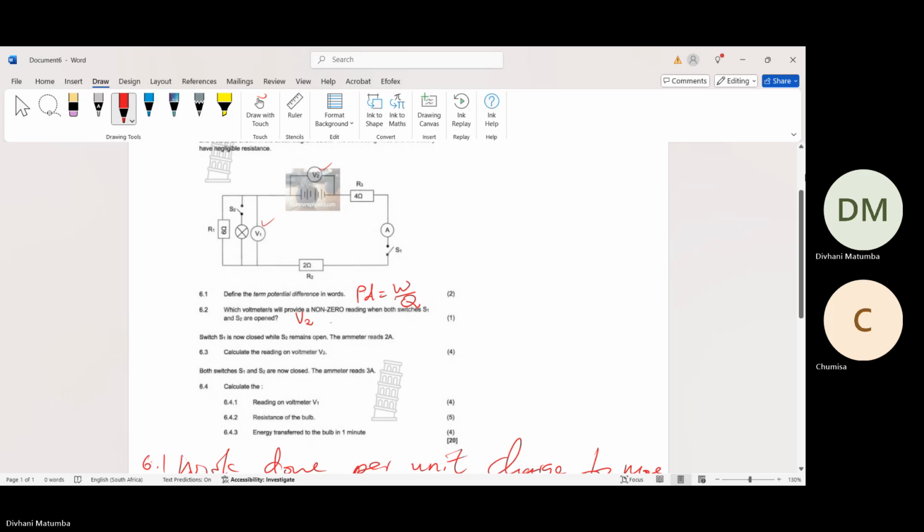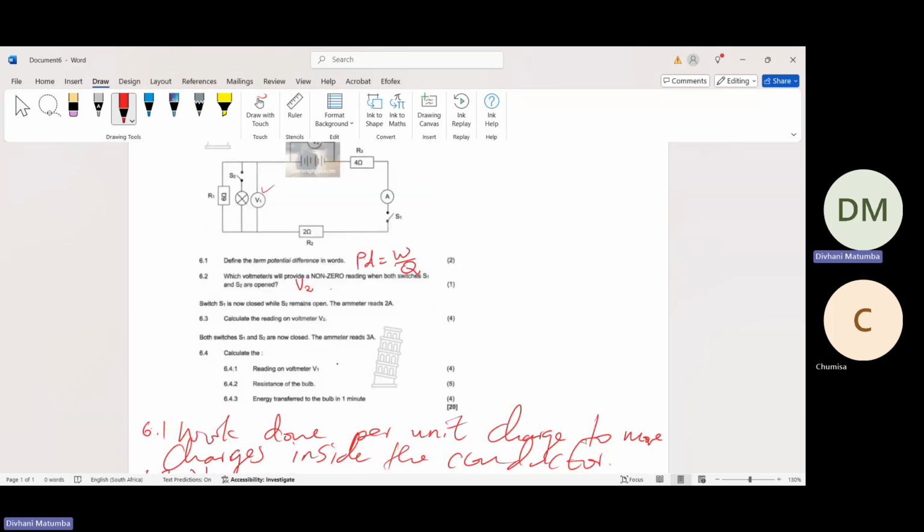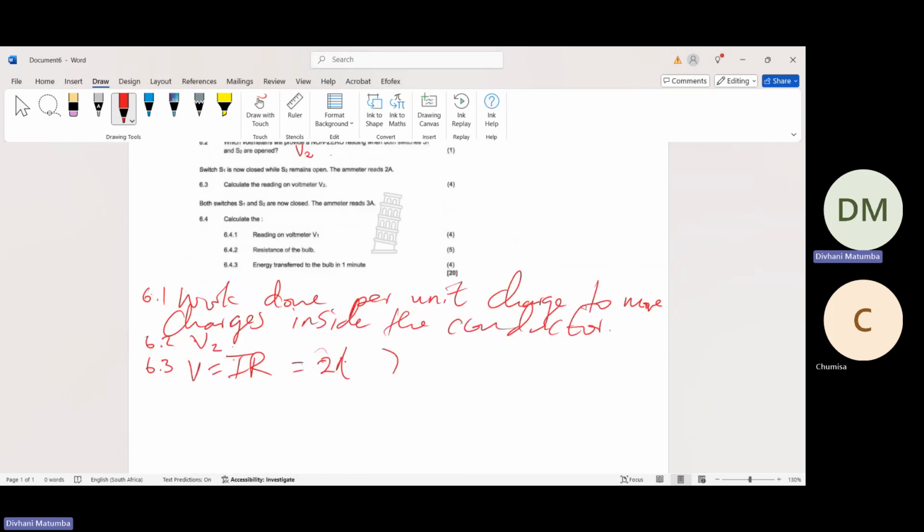12, sir. 12. You are right, you're correct. So it's going to be 12, but I just want to write it properly. 4 plus 6 plus 2 equals 12. What is the answer? 24 volts, right?